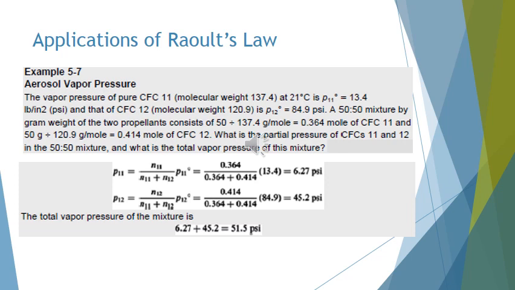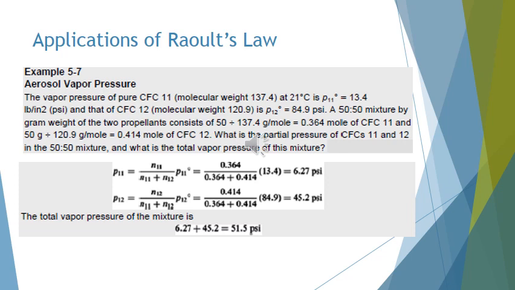So in this case, in order to calculate the number of moles, what we need to do is to consider that we have 100 grams, because it will be a fraction anyway, 100 grams of the total mixture of the gases. Half of it, which is 50 grams, is for the first propellant, and the other 50 for the second propellant. So the number of moles for the first one is 0.364 mole, and for the other one is 0.414 moles for the second propellant.